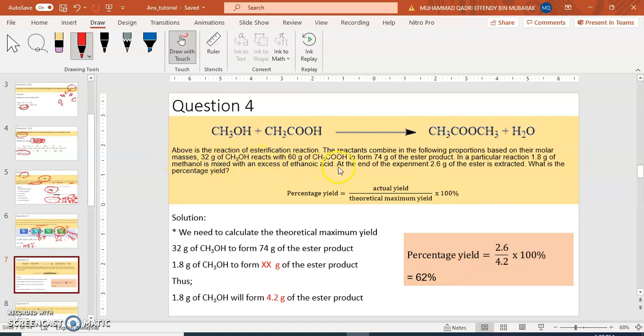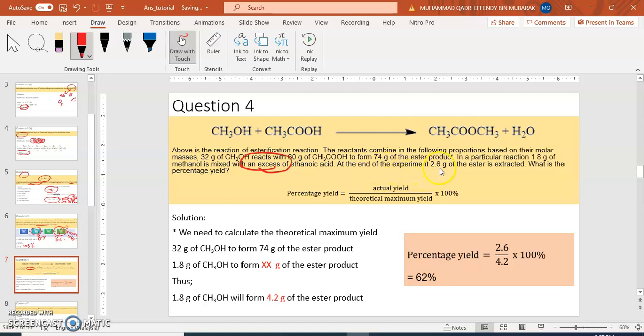The question says the reaction combines the following based on their molar mass. 30 gram of CH3OH, this one is methanol, reacts with 60 gram of ethanoic acid to form 54 gram of the ester product. In a particular reaction, 1.8 gram of methanol is mixed with an excess of ethanoic acid. This one is excess, so use the keyword here. When we have excess, we know that the other one is the limiting reactant.